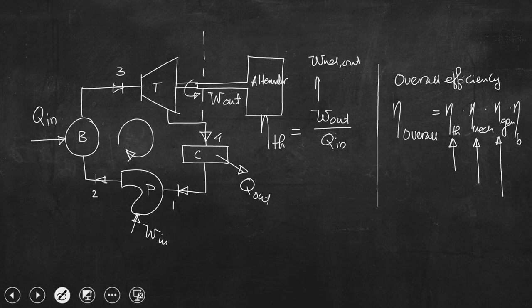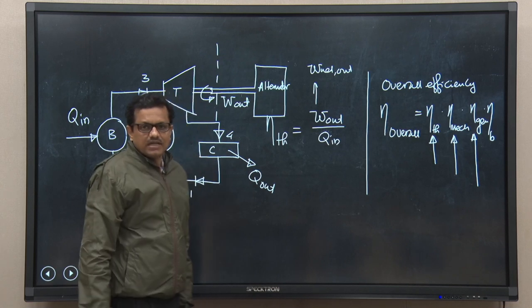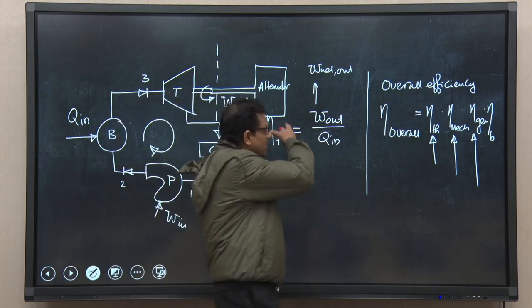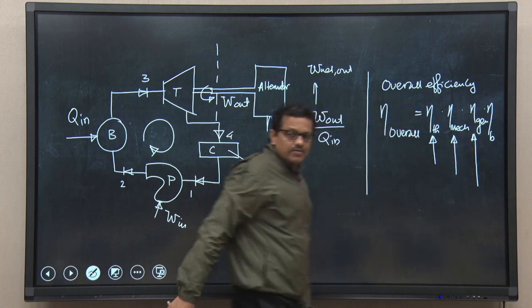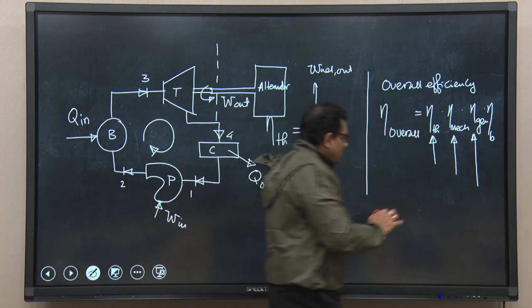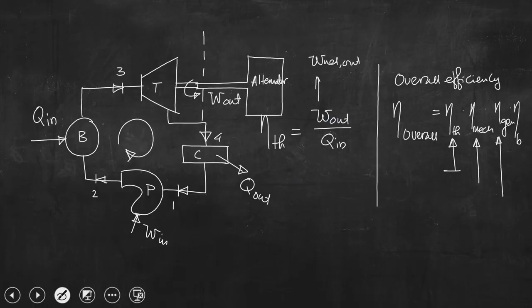Perhaps you have studied this when you studied electric motors. Windage loss will be there, and bearing loss will be there. So, accounting for all these losses, the generator efficiency comes into the picture. Fine, we have discussed thermal efficiency, mechanical efficiency, and generator efficiency.